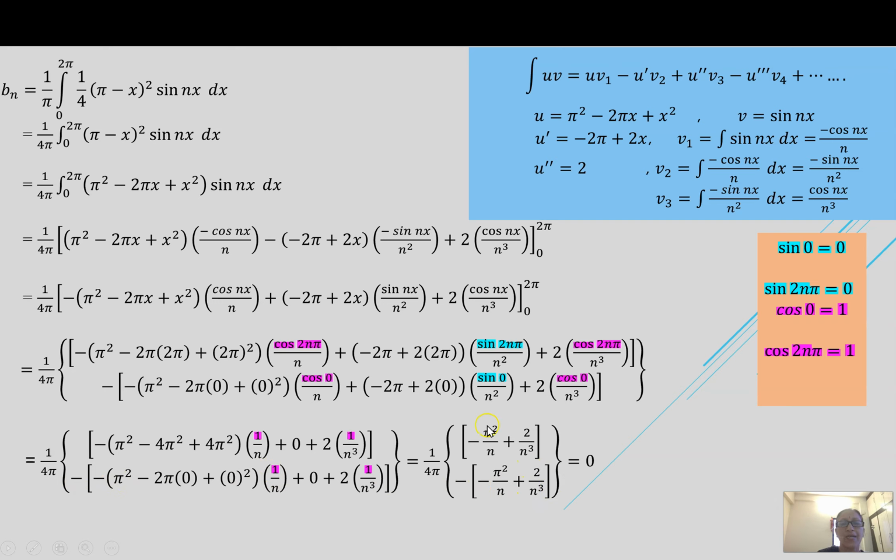If you observe, between these two square brackets there is a negative sign, and these two square brackets contain the same terms. That means difference between these square brackets is 0. So this total value is 0. So value of Bn is 0.